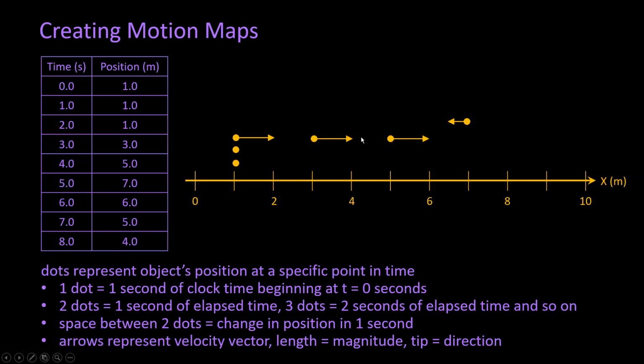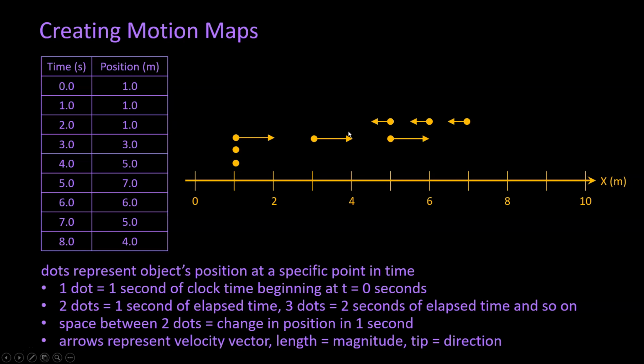Now we'll continue on with our leftward motion, and notice the arrows are smaller, and that's because when it moves leftward, it's only changing position by 1 meter every second. So my arrow once again is only going to go halfway to the next dot, but because it's not moving as fast, the dots are spaced closer together, and therefore my arrow is only half the length as my original rightward arrows.